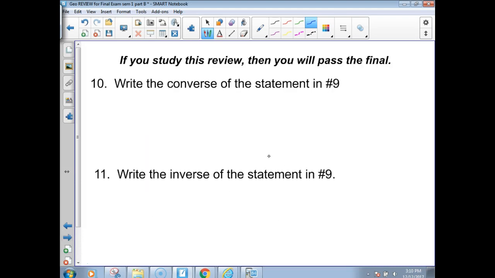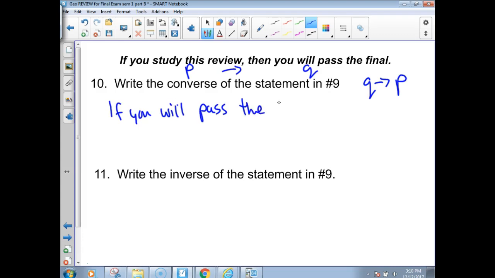Number 9, we're going to write the converse of that statement. The converse switches the hypothesis and the conclusion. It does Q then P, whereas the original is P then Q. So if we flip it, it's going to say if you will pass the final, and I'll just be literal and not try to reword it if I can. If you will pass the final, then you studied, I would say at least studied, right? Then you studied this review.